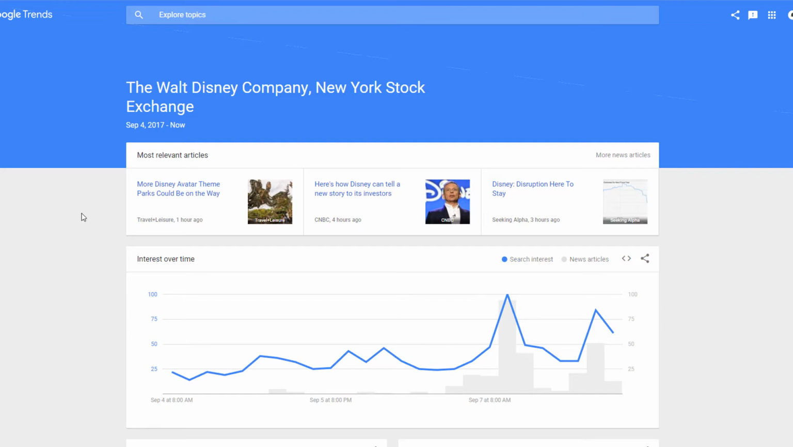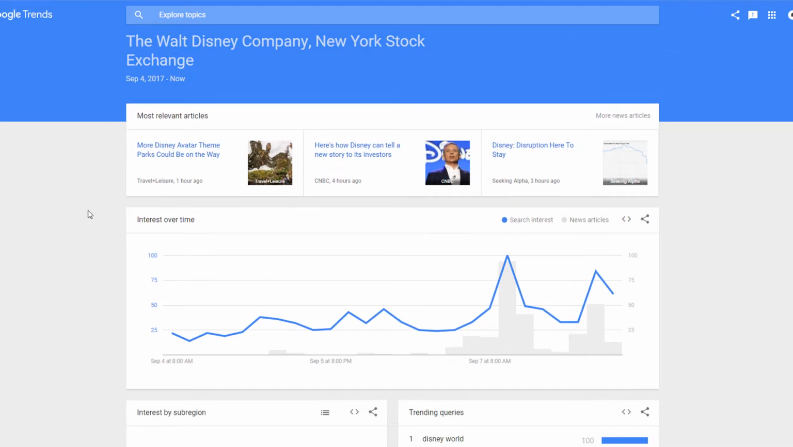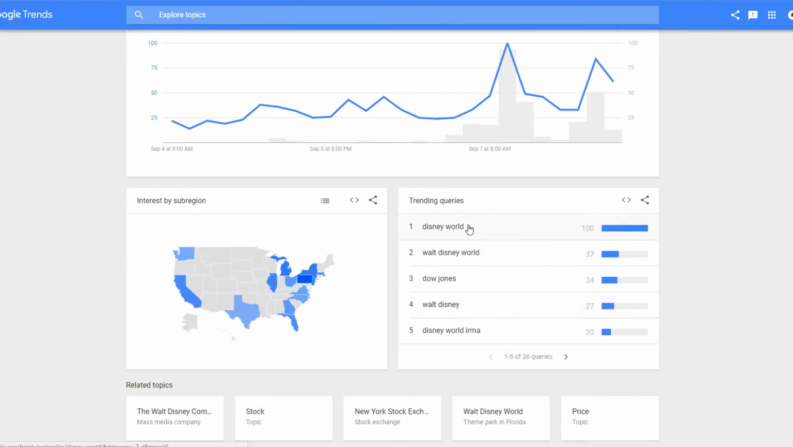these topics. So regarding the Walt Disney Company and the New York Stock Exchange, what are people searching for? And we can see it's getting popular over time, over the last couple of days. Let's go down here. People are searching for Disney World, Walt Disney World, Dow Jones, so Disney on the stock market, Disney World, Irma, so that hurricane that's coming in. We can continue clicking over here and we can see additional interest. This is what people are searching for right now.